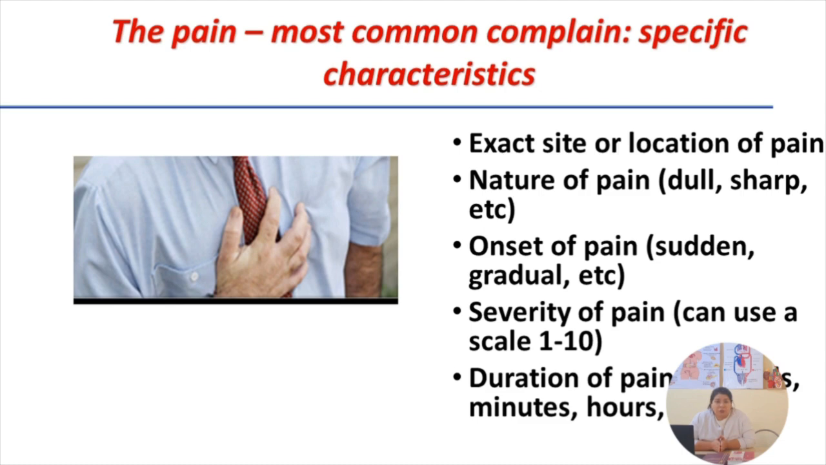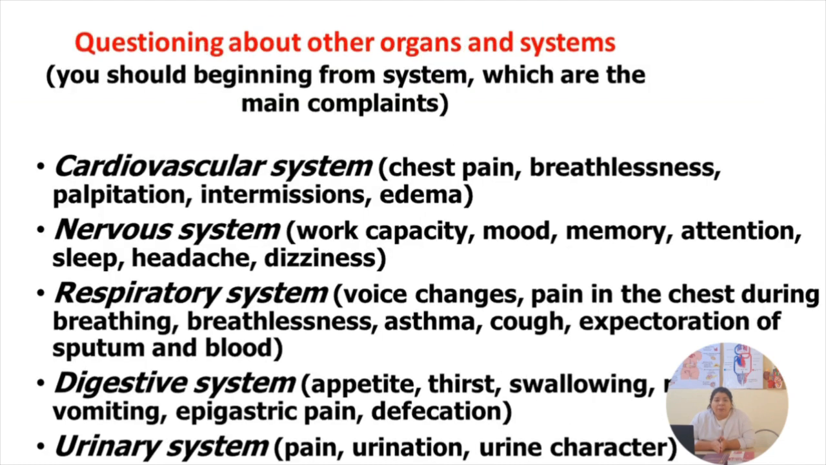If you are asking about pain, for example, here we have a patient with chest pain, you should ask about the exact site or location of pain, nature of pain, onset of pain, severity, and duration of pain. For example, several seconds or 5 to 10 minutes is characteristic for angina pectoris. More than 1 hour is characteristic for myocardial infarction.